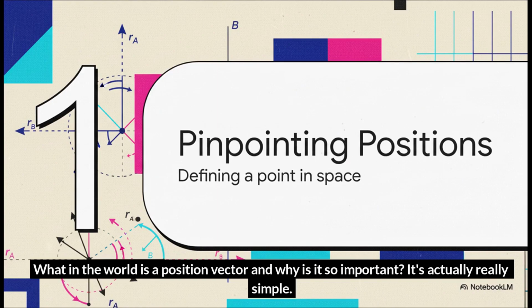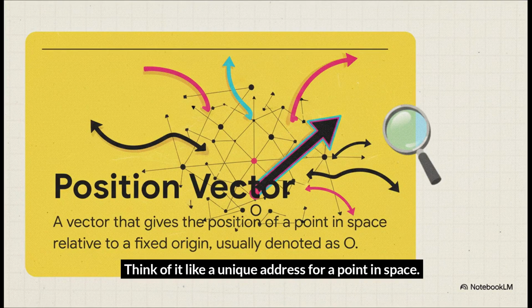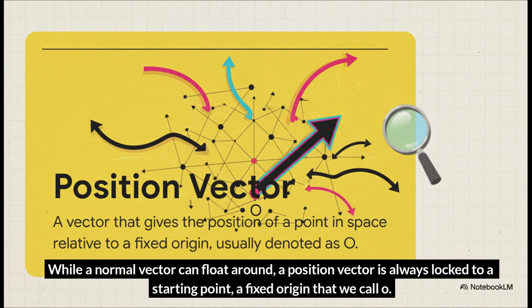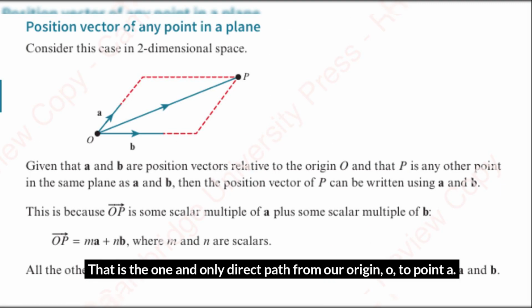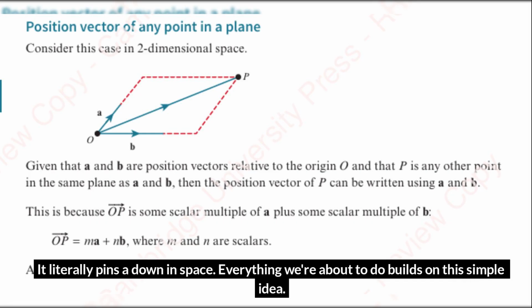What in the world is a position vector and why is it so important? It's actually really simple. Think of it like a unique address for a point in space. While a normal vector can float around, a position vector is always locked to a starting point, a fixed origin that we call O. And this image? It shows it perfectly. See that vector, the one we call little a? That is the one and only direct path from our origin, O, to point A. It literally pins A down in space. Everything we're about to do builds on this simple idea.